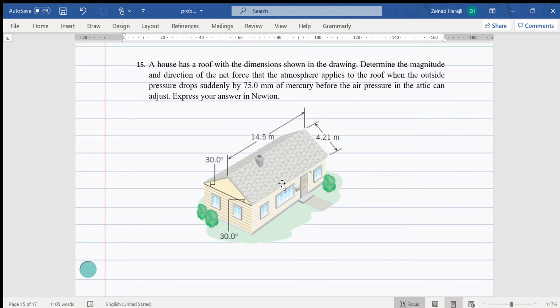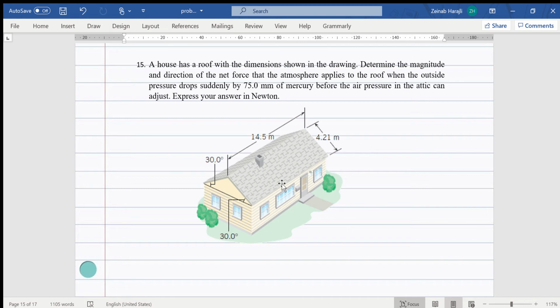Alright, so in this problem we are studying a house with a roof and it has dimensions shown in the drawing. We want to find the magnitude and direction of the net force that the atmosphere applies on this roof when the outside pressure drops suddenly by 75 millimeters of mercury before the air pressure in the attic can adjust. We want to write our answer in Newton.